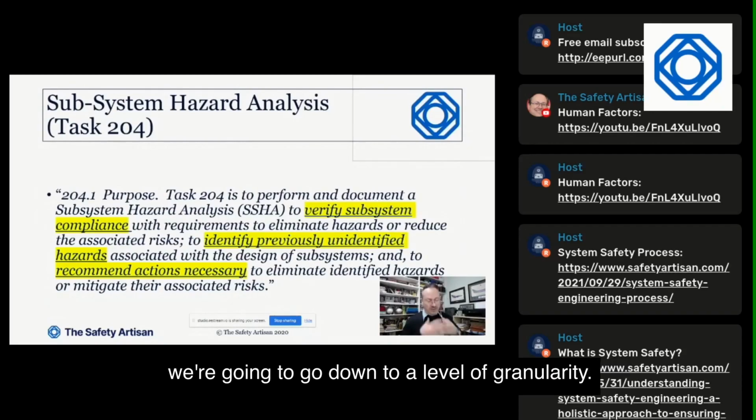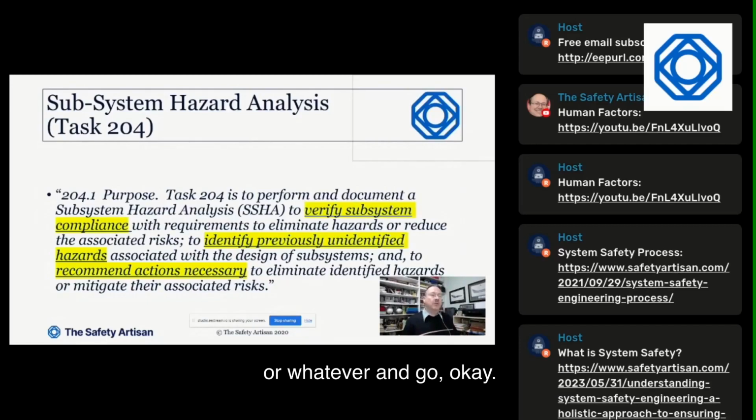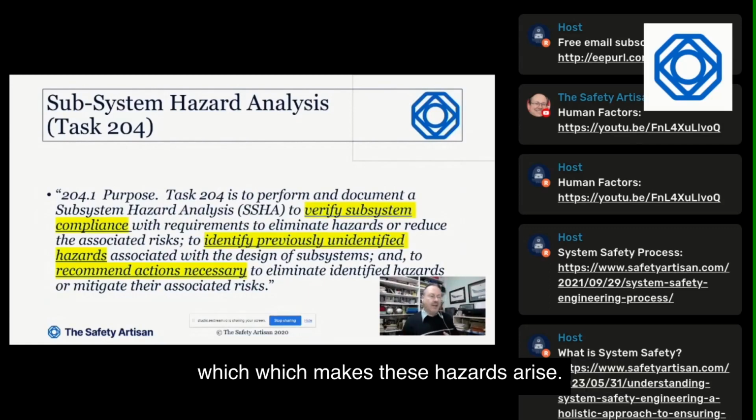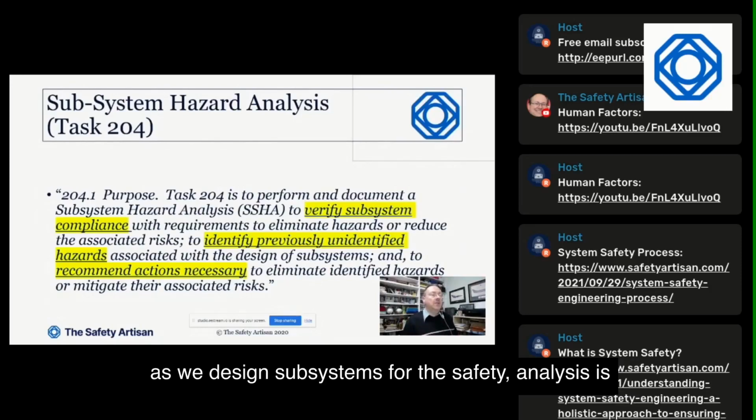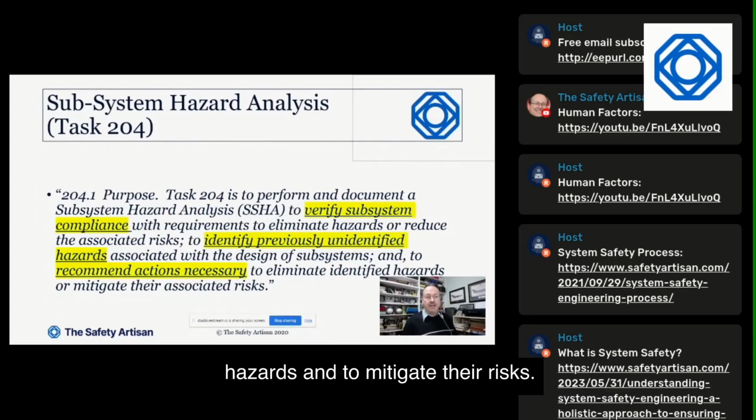spotted before, because we're going to go down to a level of granularity and maybe discover some stuff about the implementation or components or whatever, and go, okay, we're going to have to do things in this particular way, which makes these hazards arise. And of course, we're not doing analysis for its own sake. As we design subsystems, the safety analysis is going to help us recommend actions to take to eliminate hazards and to mitigate their risks.